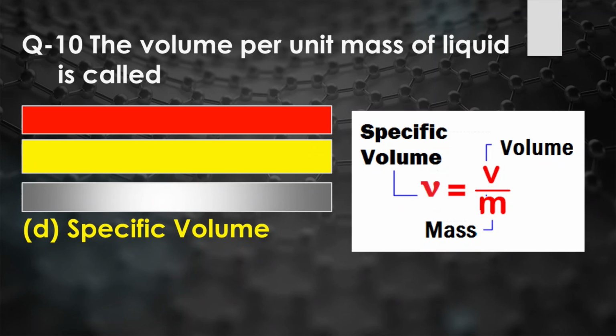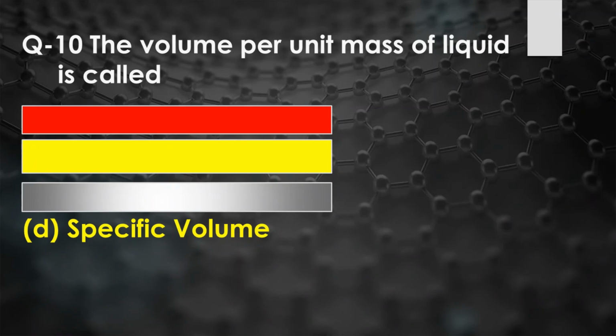So the volume per unit mass of liquid is called specific volume, and it is the reciprocal of density, because we know that the unit of density is kg per meter cube and the unit of specific volume is meter cube per kg. So specific volume and density are reciprocals of each other.